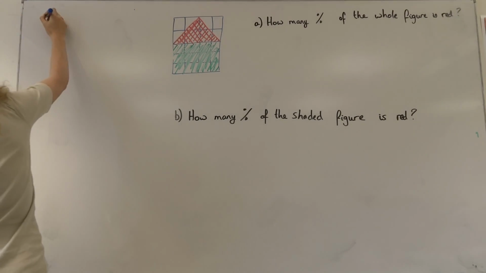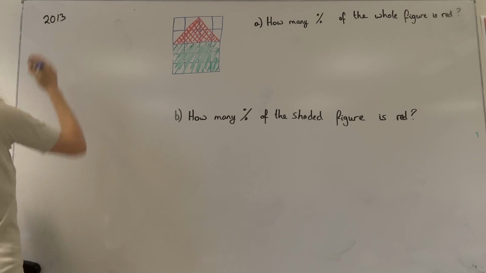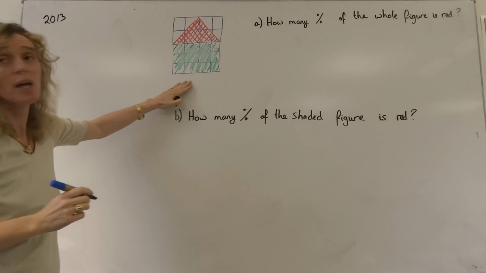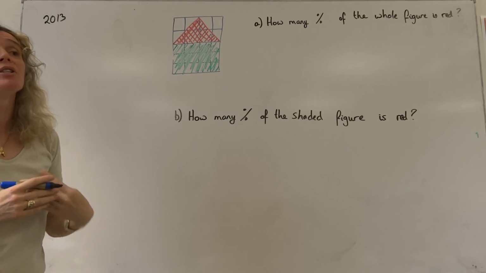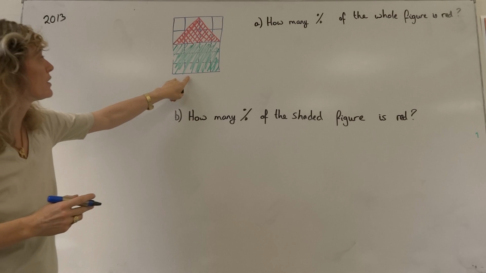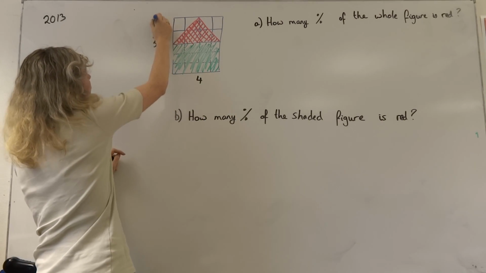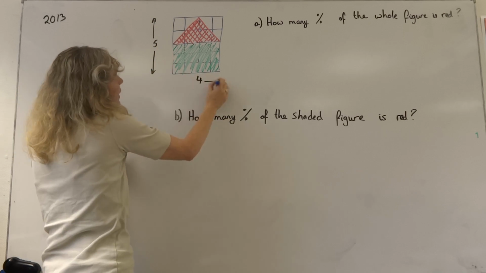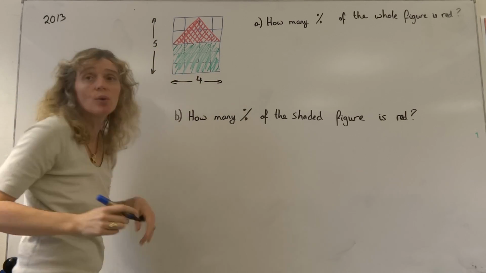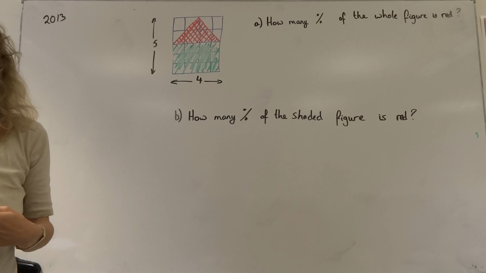This is question 2013. You've got a number of squares here, and it's important to know how many squares you've got in total for the first bit. So you've got 4 squares along by 5 squares high. That's telling you that your total number of squares is 20.